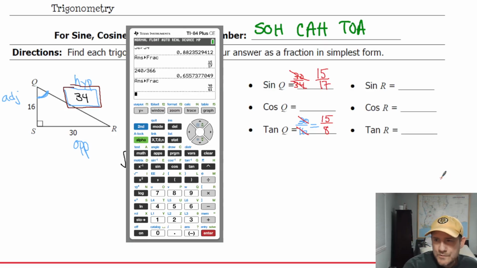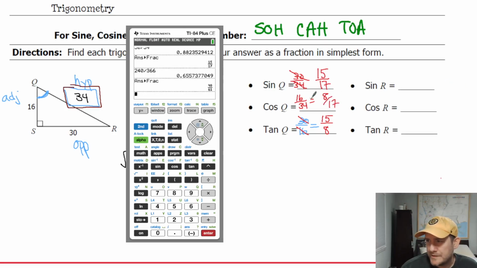Okay, so moving on. What would be the cosine of Q? Well, cosine is adjacent over hypotenuse, and since 16 is adjacent, you'll get 16 over 34. But the final simplified answer is 8 over 17.